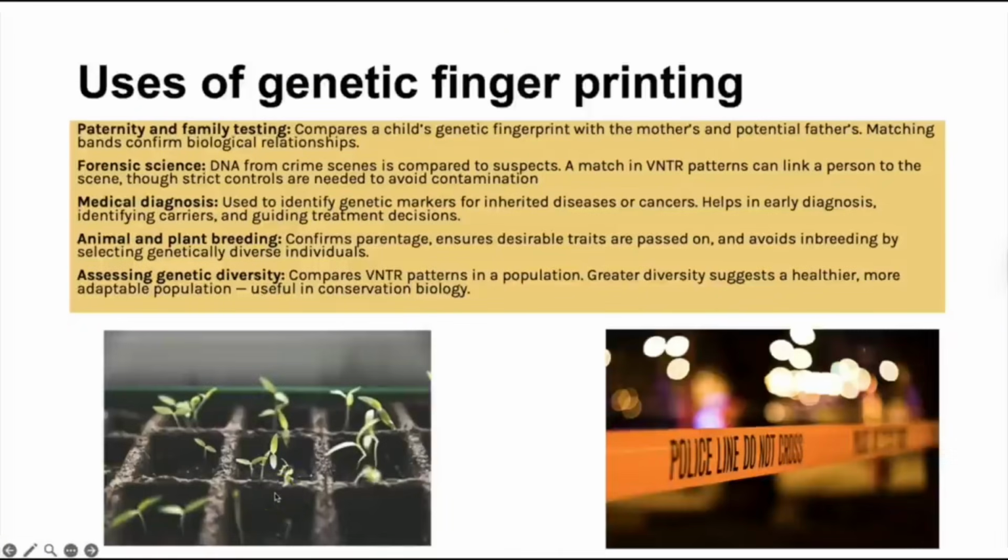So the uses of this genetic fingerprinting could be paternity testing. It could also be forensic science, to identify if someone has their DNA at a crime scene, to place them at the crime scene. Medical diagnosis, to see if you have particular alleles linked to inherited diseases, to help with early diagnosis. Animal and plant breeding, to make sure that you aren't about to breed two individuals that are very closely related. And also assessing genetic diversity, to look at how much genetic diversity there is in a population.